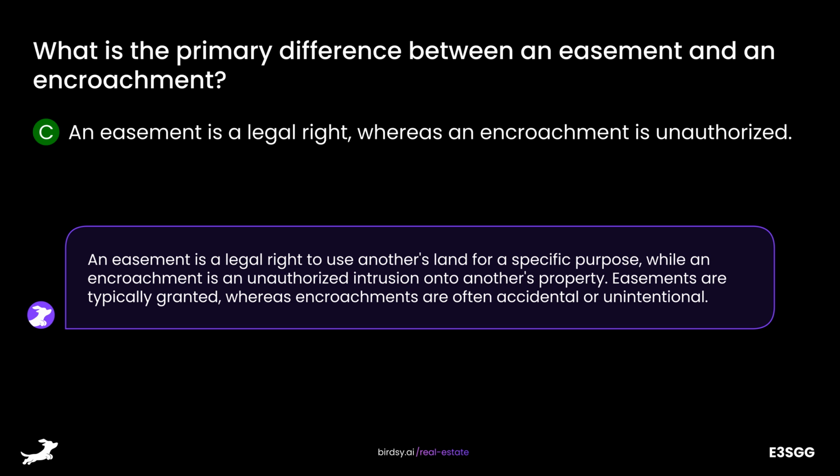An easement is a legal right to use another's land for a specific purpose, while an encroachment is an unauthorized intrusion onto another's property. Easements are typically granted, whereas encroachments are often accidental or unintentional.